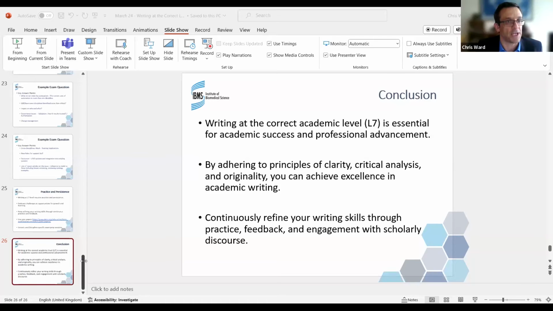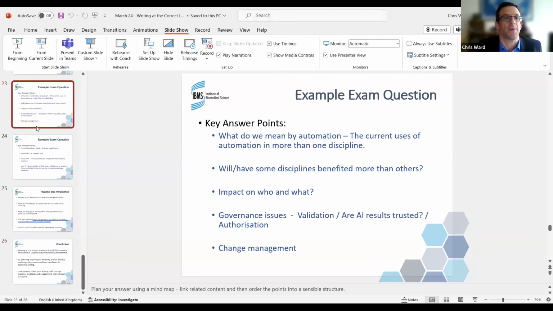Okay, I don't know what's happened here. It suddenly decided to stop sharing my screen. Okay, so sorry about this. Let me just try one more time. Technology is wonderful when it works. Apologies for that.